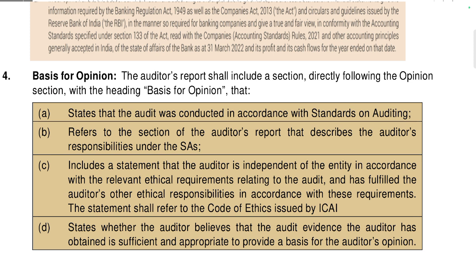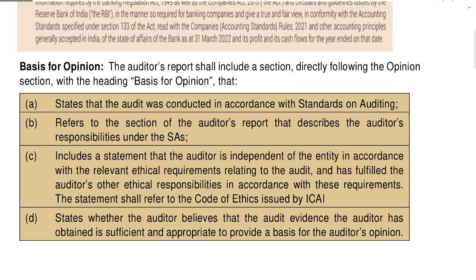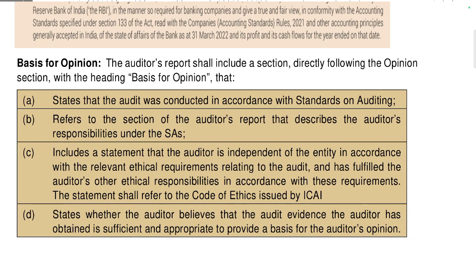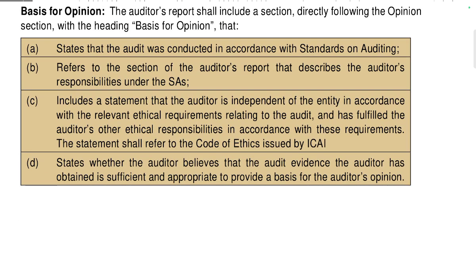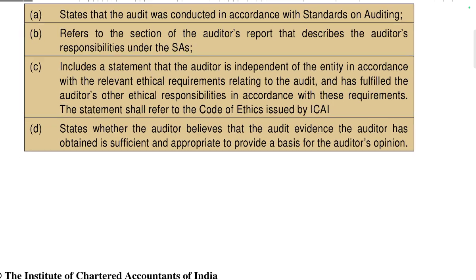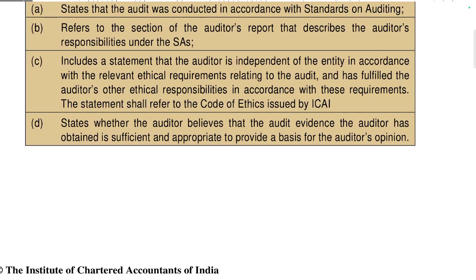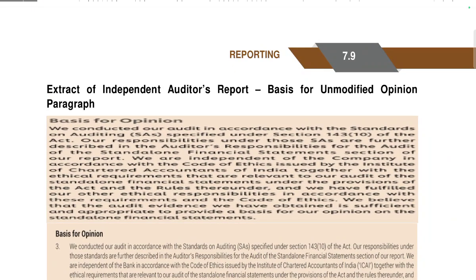Basis for opinion: the auditor's report shall include a section directly following the Opinion section, with the heading Basis for Opinion, that states that the audit was conducted in accordance with Standards on Auditing. It shall refer to the section of the auditor's report that describes the auditor's responsibilities under the Standards on Auditing. It shall include a statement that the auditor is independent of the entity in accordance with the relevant ethical requirements relating to the audit, and has fulfilled the other ethical responsibilities in accordance with those requirements. The statement shall refer to the Code of Ethics issued by the ICAI. It shall state whether the auditor believes that the audit evidence the auditor has obtained is sufficient and appropriate to provide a basis for the auditor's opinion.